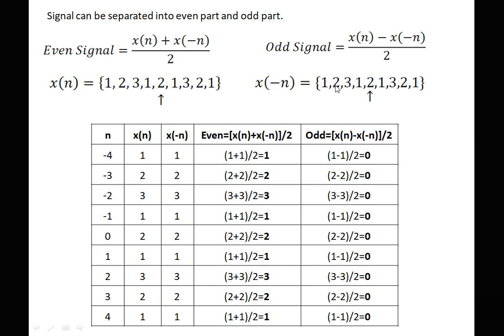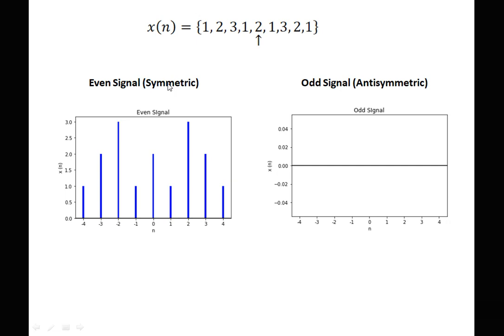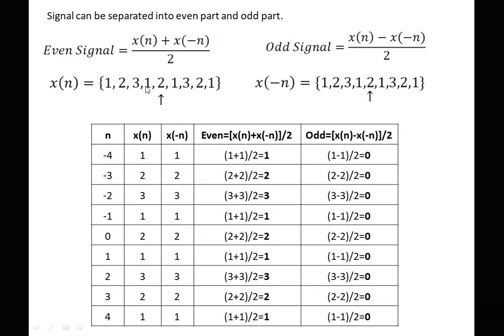For x of minus n we keep 2 as it is, and whatever the negative parts, for example minus 1 is shifted to plus 1, minus 2 shifted to plus 2. In this way we are doing the shifting, negative to positive and positive to negative. So here we are getting x of minus n. Now we need to calculate the even and odd parts for each location. n is going from minus 4 to 4. X of n we can easily see the values, and also for x of minus n.